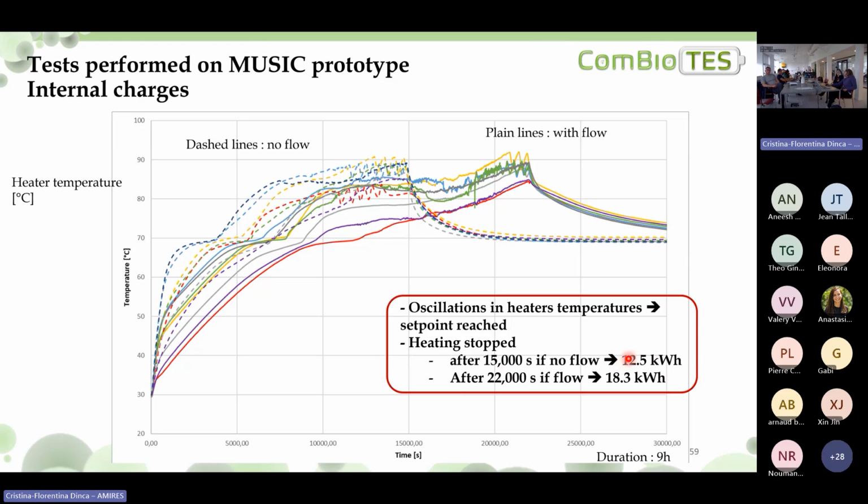The heating stops after 15,000 seconds in the case of no flow, which corresponds to 12.5 kilowatt-hour transfer. And if there is flow, the heating stopped after 20,000 seconds. So the energy transferred was much higher than previously, which tends to show that it's more efficient to have flow of fluid in the tank during the heating.